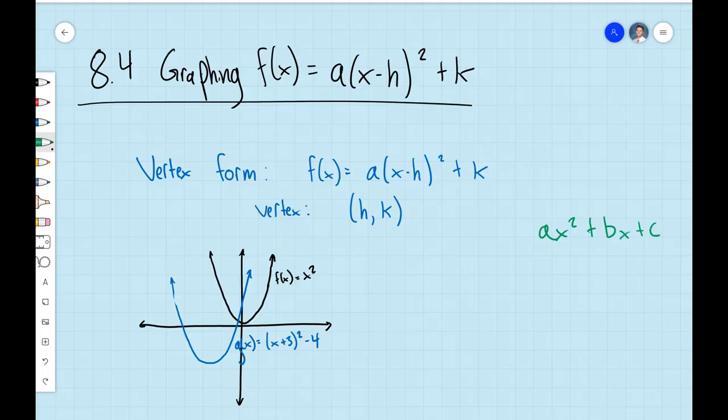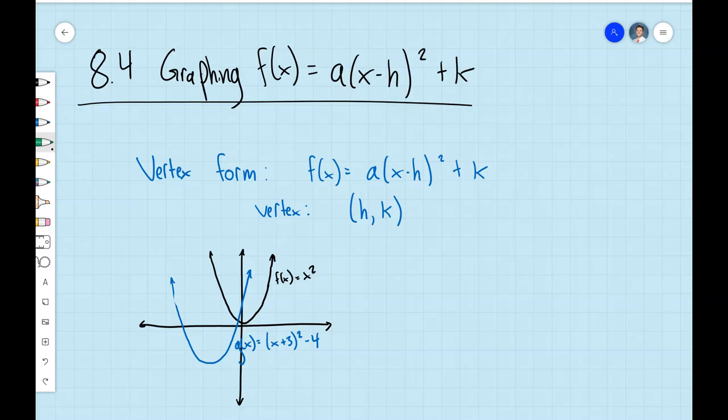And that makes it really easy for us to see our y-intercept, because we know that when x is 0, y will equal c, right? In other words, a times 0 squared is 0, b times 0 is 0, plus c, meaning when x is 0, y is c, and that would tell us the ordered pair for our y-intercept. So that's one benefit to writing something in standard form.